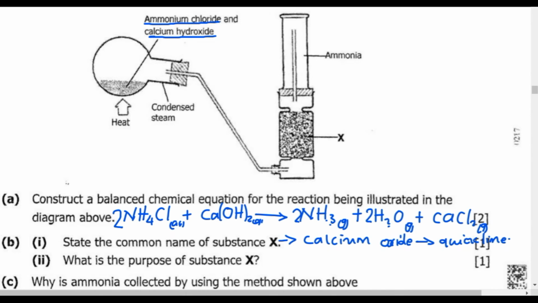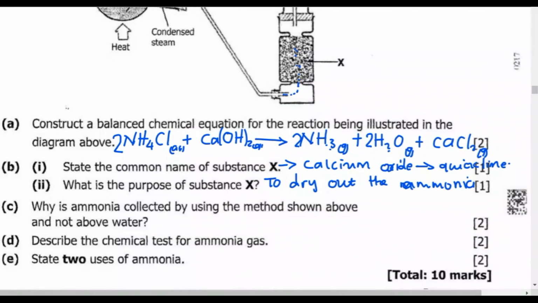Then what is the purpose of substance X? So remember, our aim is to produce ammonia. Now the ammonia, as it is passing through this, may contain some water molecules. So in order to get rid of the water molecules, or to make the gas dry, this X comes in. So we'll say to dry out the ammonia. To summarize our work, this calcium oxide or quicklime is just working as a drying agent.